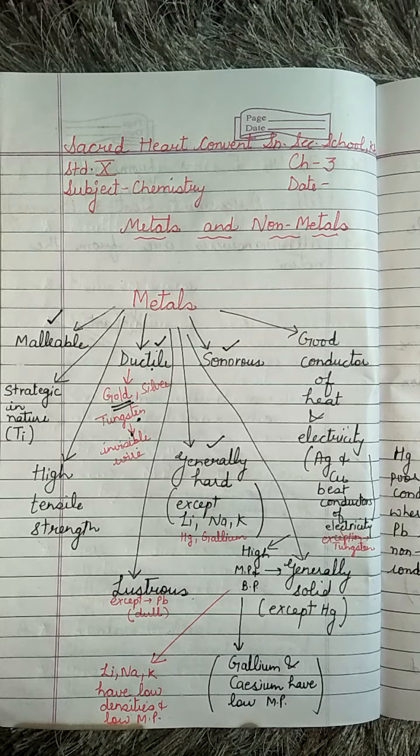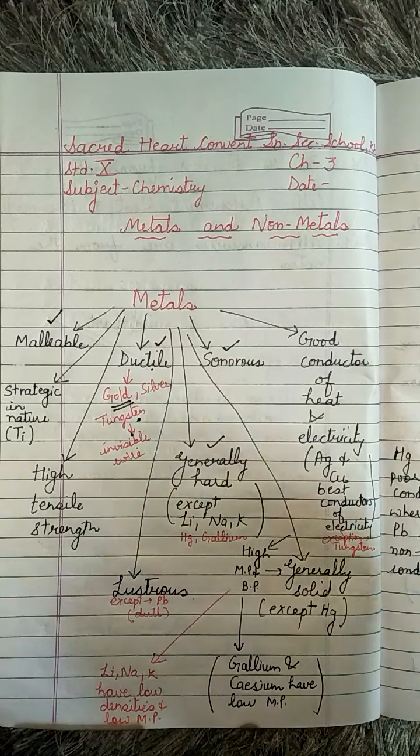Sonorous means when you strike them, they produce a sound. A very common example is your school bell. Now we have electric bells, but otherwise the bell which is there in a mandir is the best example to understand that metals are sonorous. That is, they produce sound when they are struck.